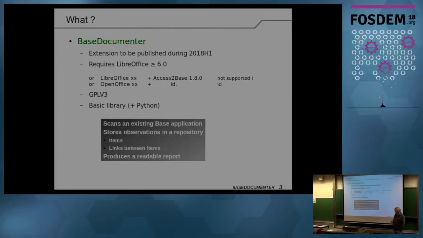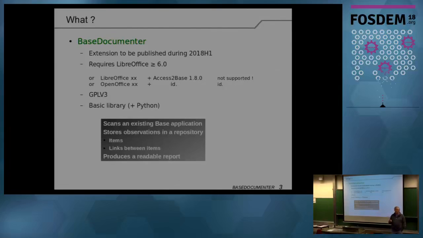What does BaseDocumenter do here? Well, it scans an existing Base application. Everything it finds in that Base application is stored in a repository: the items, of course, tables, queries, whatever, and certainly the relations between them. And this is essential because every documentation that you make about such an application requires that you can identify impacts when changed. And finally, it produces a readable report.